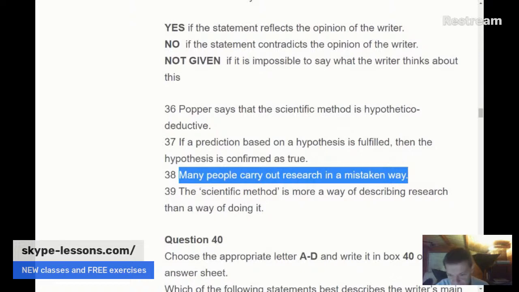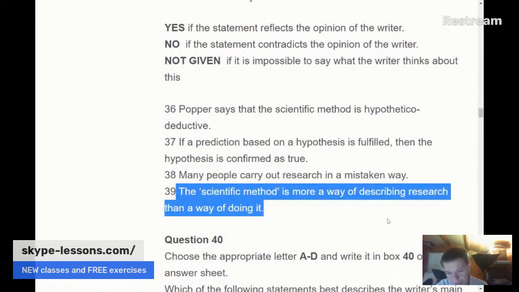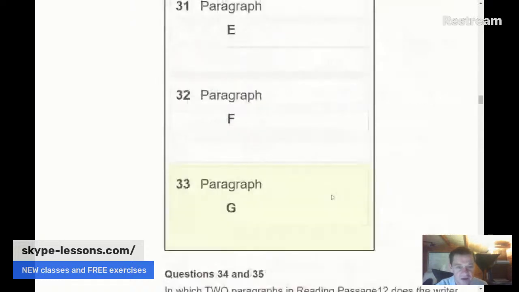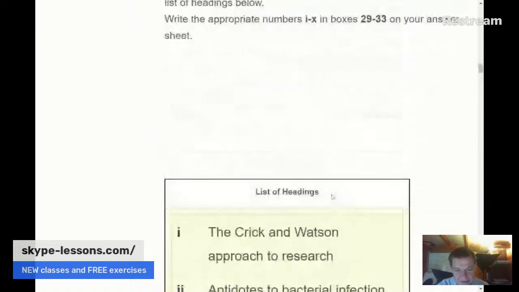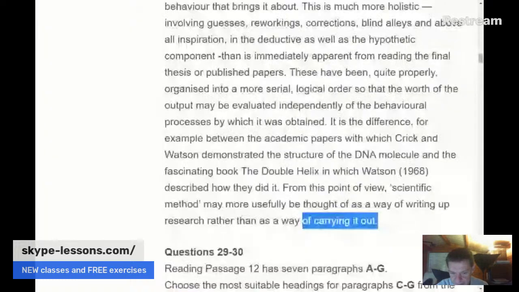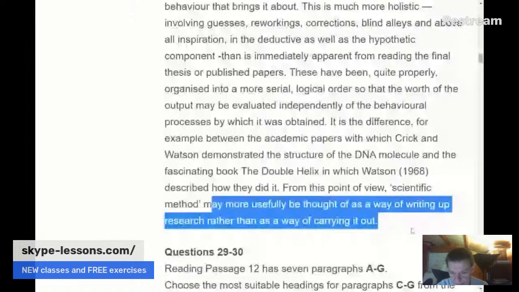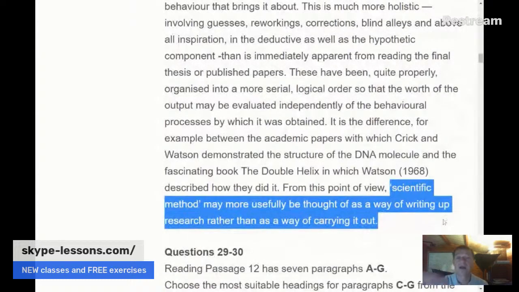Okay, the scientific method is more a way of describing research than a way of doing it. Now, this refers to the last line. You might even hear it in there. Here, from this point of view, scientific method may be more usefully thought of as a way of writing up research rather than as a way of carrying it out.